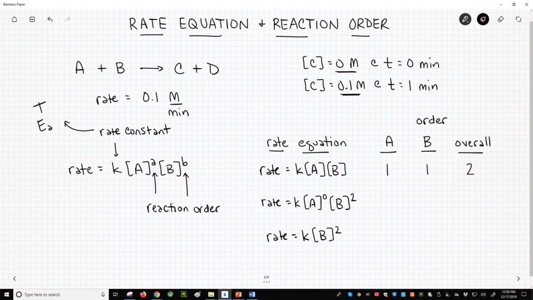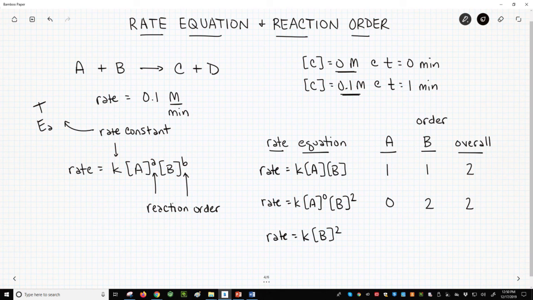If a reagent is 0th order in a reaction, then that reagent's concentration does not affect the rate of the reaction. That sounds weird, but it does happen, and it's fairly common. The reaction order of B is 2. Second order. So A is 0 order, B is second order, and the overall reaction is second order.